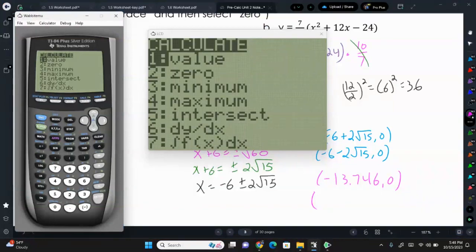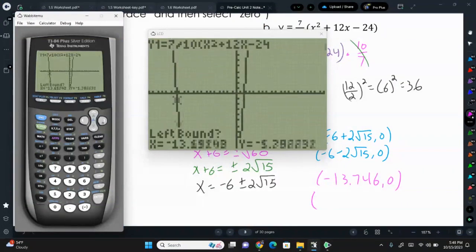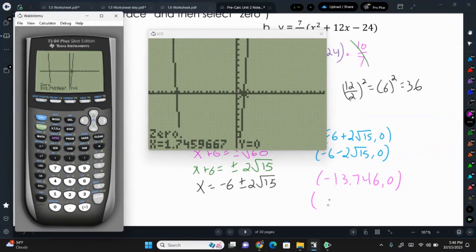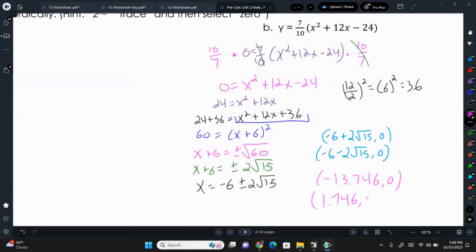And then we're going to find the other one as well. So second trace 0. Now I've got to go to the left of my other x-intercept. And we know it's going to be positive, so there we go. To the left. And we go to the right. And we get 1.746, comma 0. So we can use the graphing calculator as well for this problem.